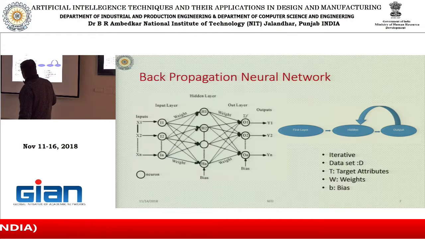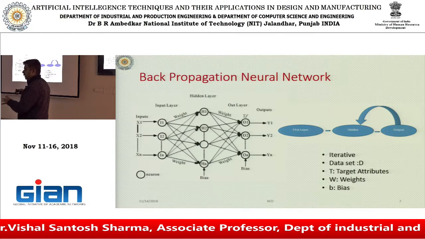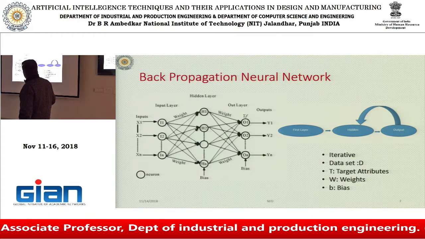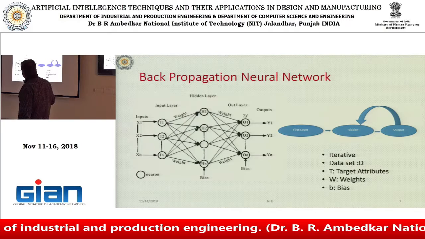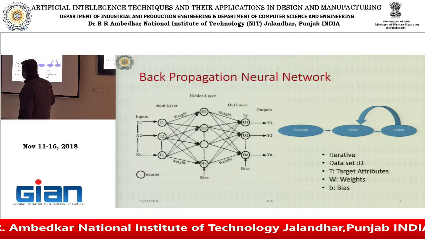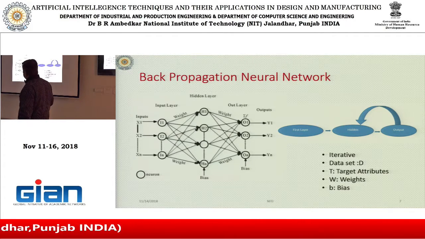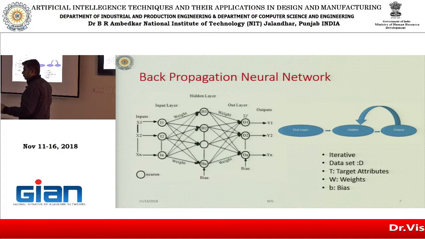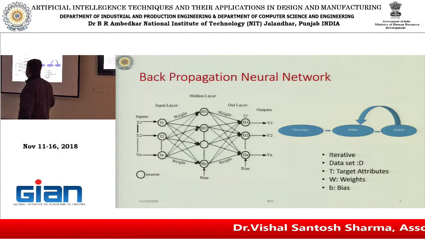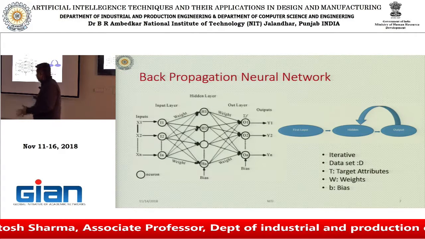Now these nodes are called neurons, because it is inspired by the human brain. So these are called neurons or nodes. Now here, suppose this is my input, talking about the mechanical domain or machining. This could be speed, feed, depth of cut, my three inputs. The outputs could be cutting forces, tool wear, vibration, and so on and so forth.